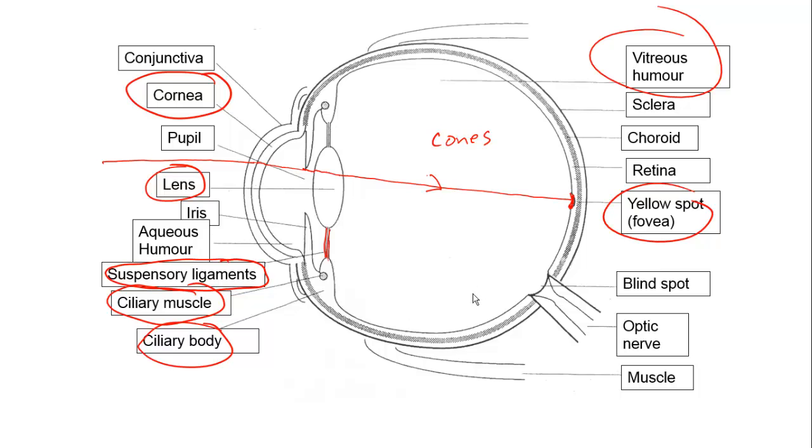Just quickly, I want to highlight items that are not involved in focusing, and in particular this one here. The iris is in no way involved in focusing the light. The iris is the colours of someone's eye. If you say that someone has brown or hazel eyes, then it's the iris you're referring to. The iris is to do with the quantity of light that's allowed to enter the eye, and it does not have anything to do with the focusing of that light.